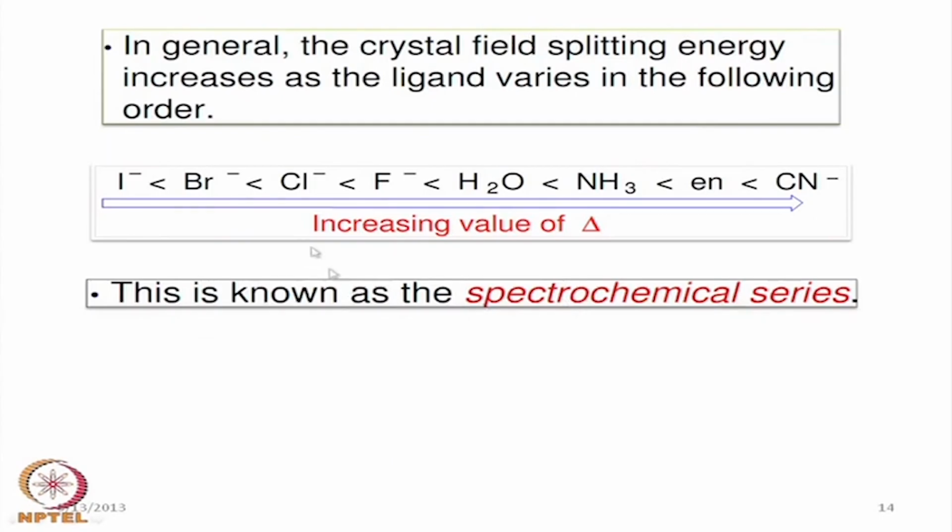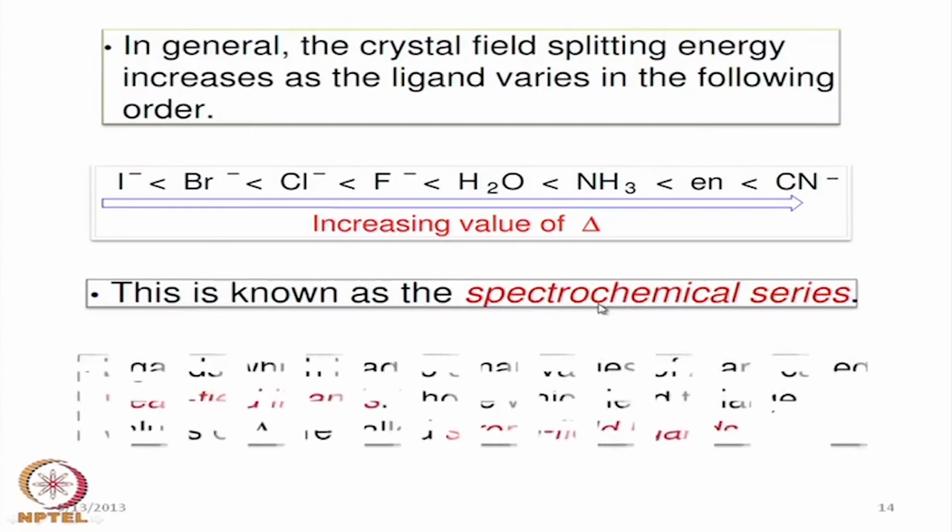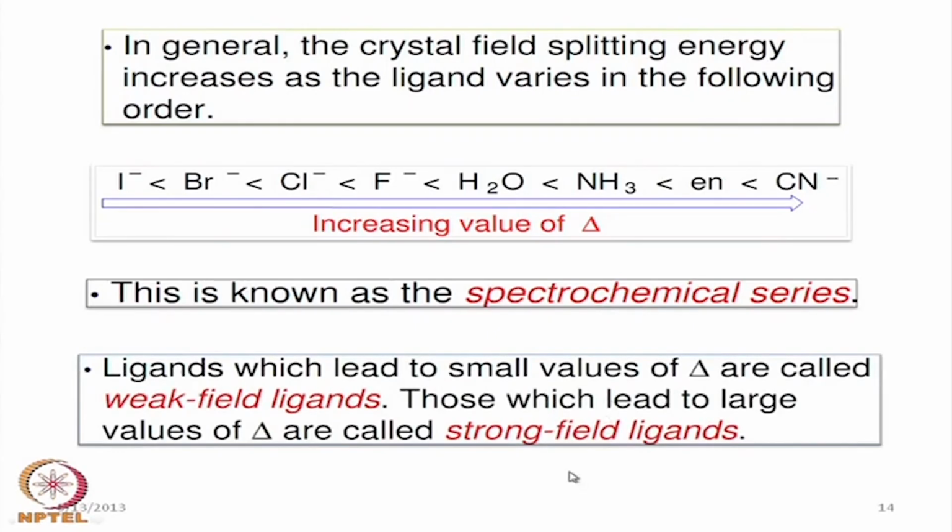So this particular part, that means ordering of some ligands in a particular sequence from weak field to strong field with increasing delta, that means I minus, the iodide ion, has the smaller delta value compared to CN minus, which has the highest possible delta value in this particular series, is known as the spectrochemical series. Since it is affecting the spectra, the optical spectra, the electronic spectra, the ligands which are affecting and giving a corresponding order in this particular sequence, we consider it as the spectrochemical series.